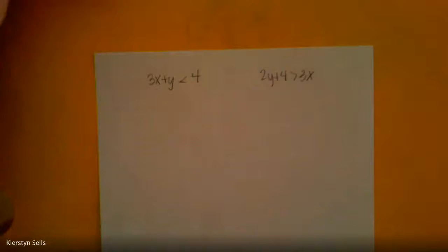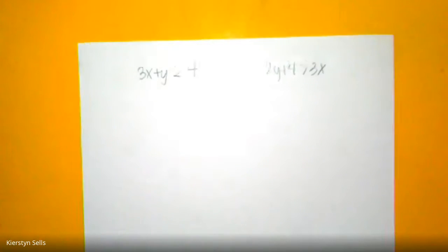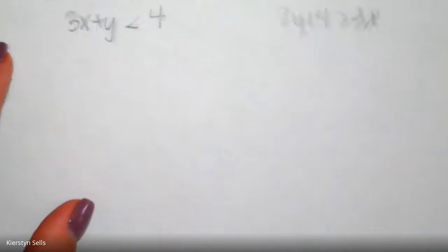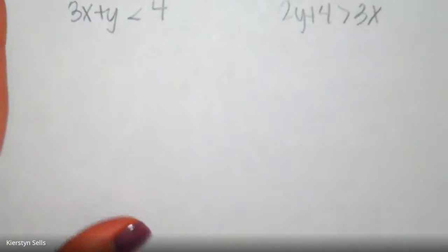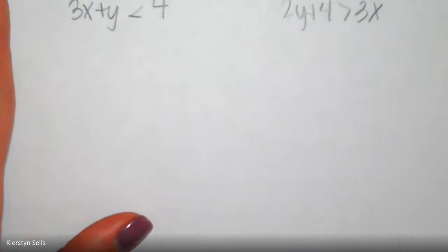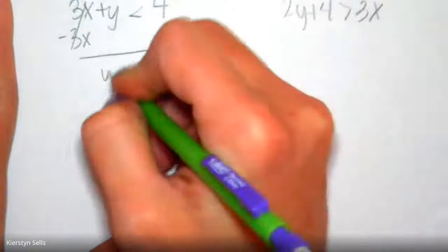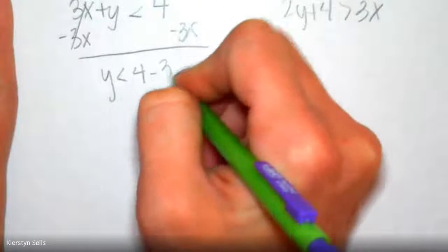3x plus y less than 4. And I'm solving for y. So what do I do first, Benito? You drop down to -3. I'll be right, -3, move it over. Okay, so you're going to minus 3x. Yes. So y is less than 4 minus 3x.